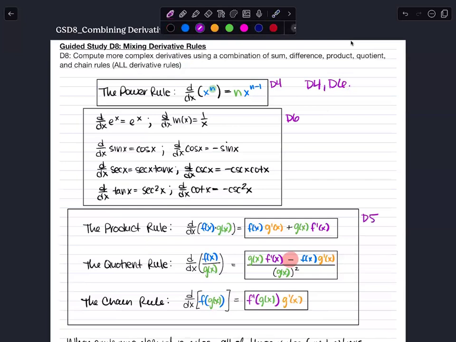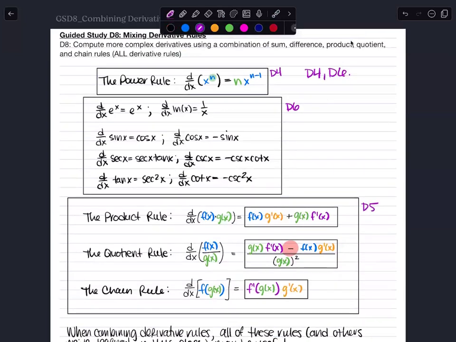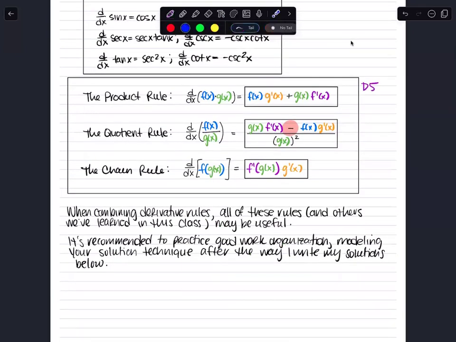But for now, these are just some of the basic ones so that I could throw them up on the screen. You could see them nice and pretty all together. I also encourage you, when combining derivative rules, write these down. I also recommend that you practice really good work organization, modeling your solution technique after the way I write the solutions below. And yes, I tend to overwrite things. I tend to write too much, possibly much more than you will need as you become more confident in these rules. But when you are first learning these, if you take the time to do this, not only will you learn it quicker, but it'll be easier for you to find any mistakes that you might make as you go.